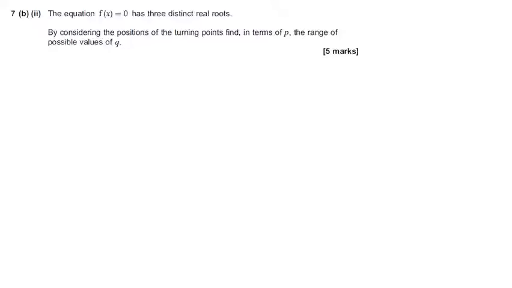So B part 2, it has 3 distinct real roots. Considering the positions of the turning points, find in terms of p the range of possible values of q. Okay, so we've got 2 turning points. So we've got a turning point at x equals 0 and x equals minus 2p. Now the first part of the question also told us that p was greater than 0. So therefore minus 2p must be less than 0.